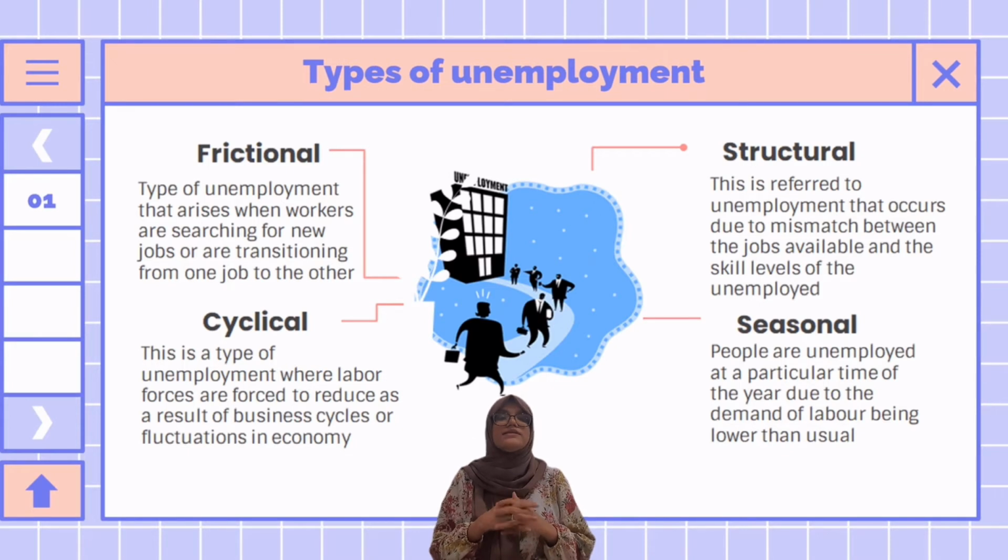Cyclical unemployment. When the labor force is forced to reduce as a result of the business cycle or fluctuations in the economy, it is called cyclical unemployment. For example, an automobile worker is laid off during a recession to cut down labor cost.